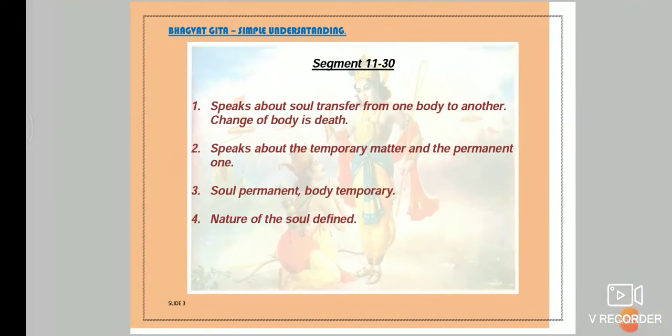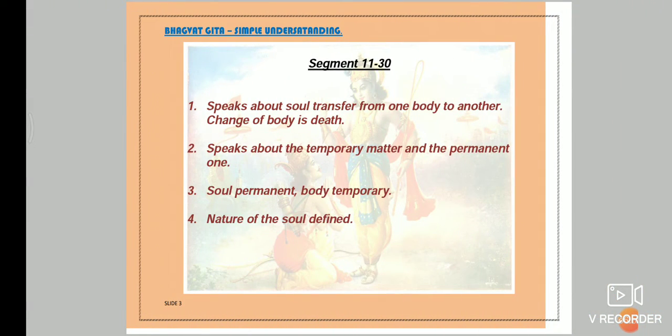Then when we move to the second segment, 11 to 30, there Krishna actually starts his preaching to Arjuna. He starts explaining that we are not this body, we are basically souls. We are all an entity called soul, traveling from one body to another.